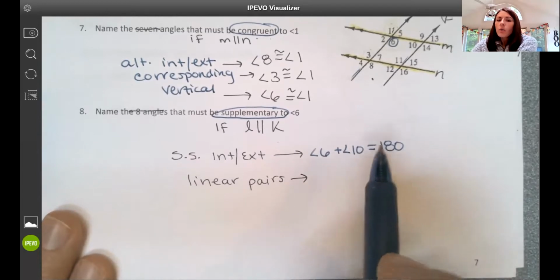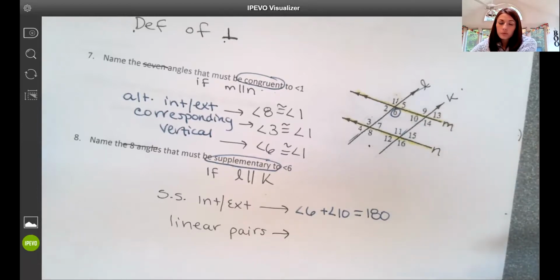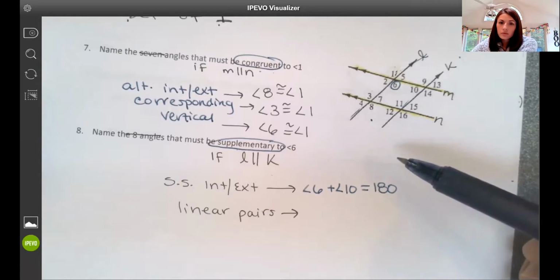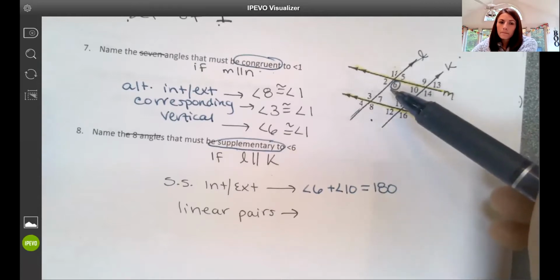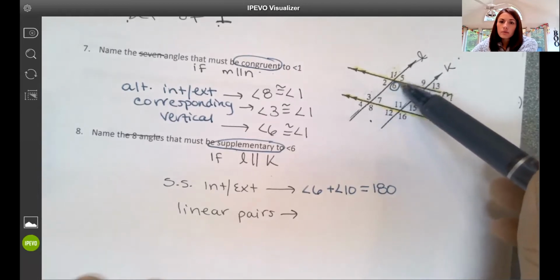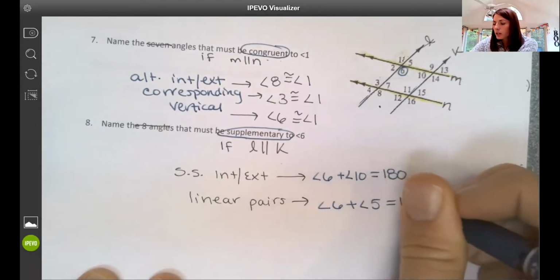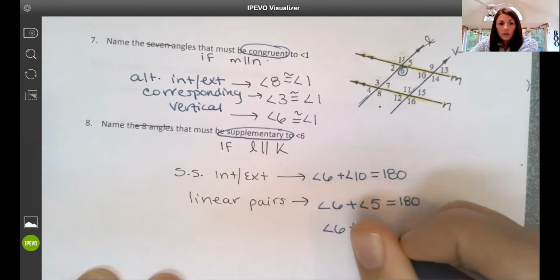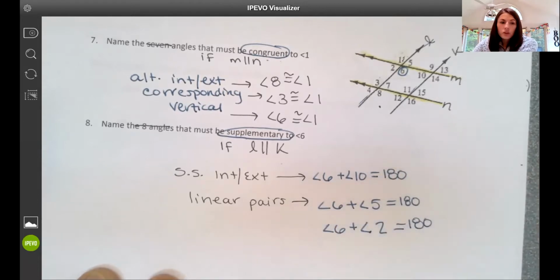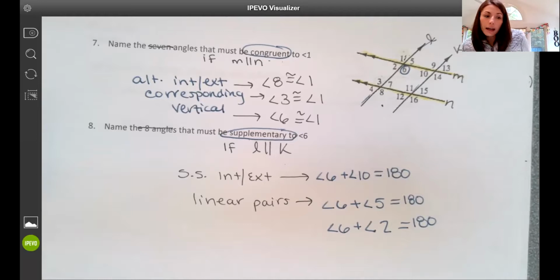Okay. What angle would be a linear pair to 6? There's going to be 2 of them. Six and 5. What would be the other one? So angle 6 and angle 5 is going to add up to 180, and angle 6 and angle 2 add up to 180. Okay. So this table, the table we filled out on the other page, is like your golden guide to know, are the 2 angles equal to 180 or are the 2 angles equal to each other?